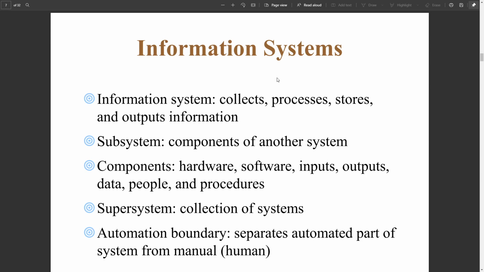So information systems is basically that collects, processes, stores, and outputs information. And a subsystem is a component of another system. So the components also of the information system are the hardware, software, inputs, outputs, data, people, and procedures. So the super system is a collection of systems. And the automation boundary separates the automated part of system from manual.